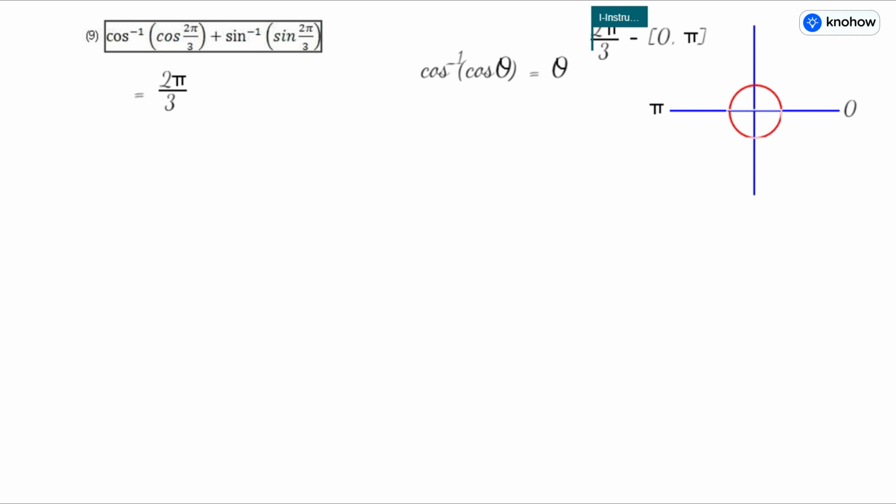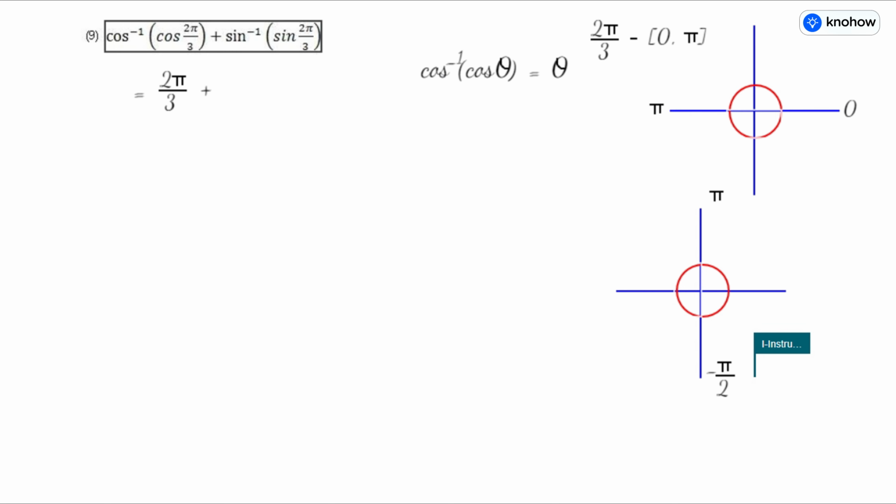Now what about the second? Here is the trick involved. Sine inverse of sine 2 pi by 3, we cannot write it as 2 pi by 3 because 2 pi by 3 does not lie in the principal value branch of sine inverse x. What is the principal value branch of sine inverse x? You know, it is negative pi by 2 to pi by 2. Okay. And 2 pi by 3 does not lie in the interval negative pi by 2 to pi by 2. So what to do?